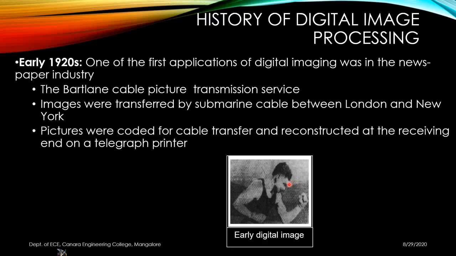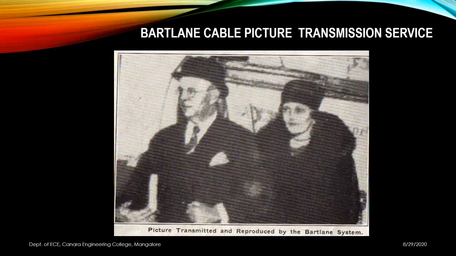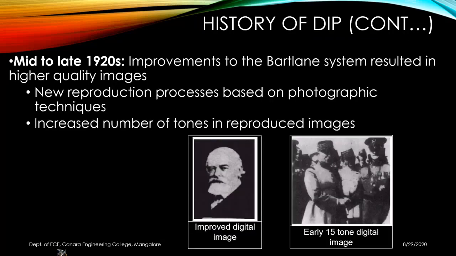And another example of a Bartlane cable picture which was sent in the early 1920s. By the mid to late 1920s they had improvised on the existing system, and they were using 15 tones, and new production processes based on photographic techniques were also developed. And here is the increased number of tone image. You can see it's somewhat more clear, and this image is comparatively better than the previous image because more tones are used.